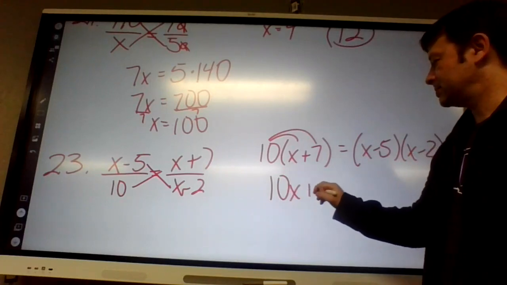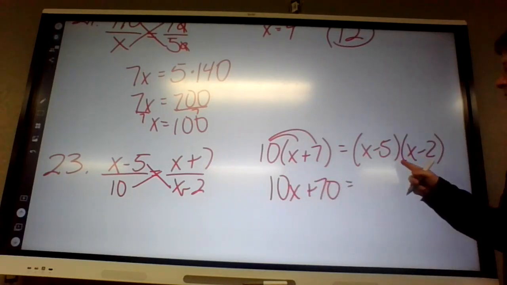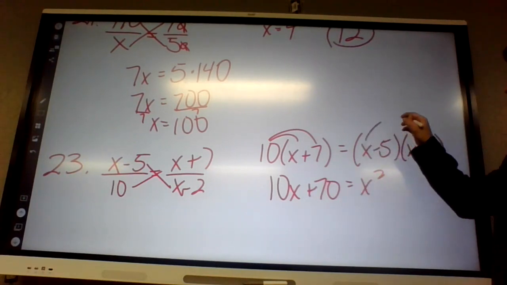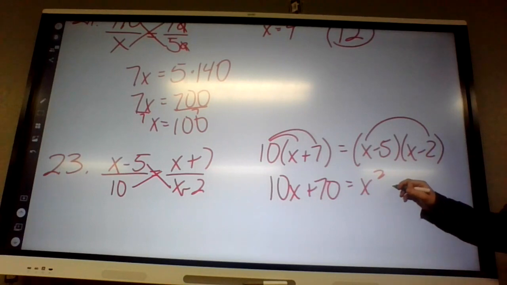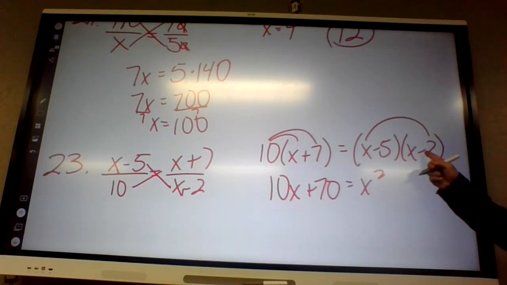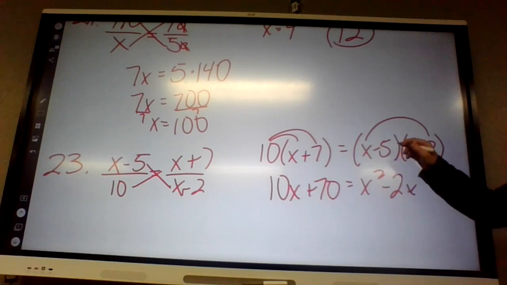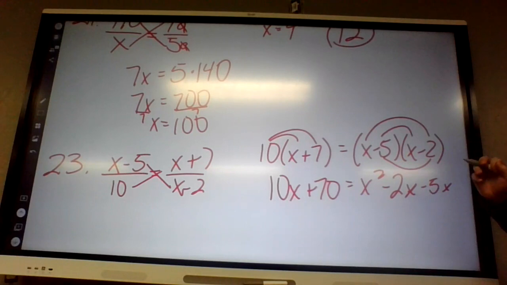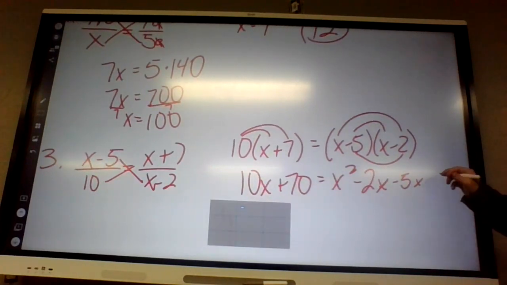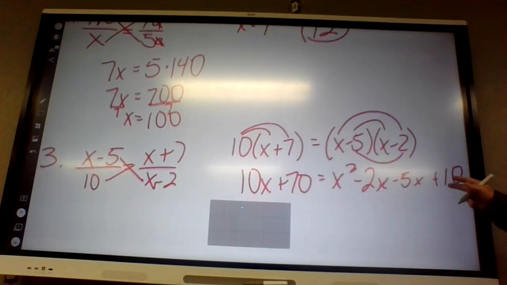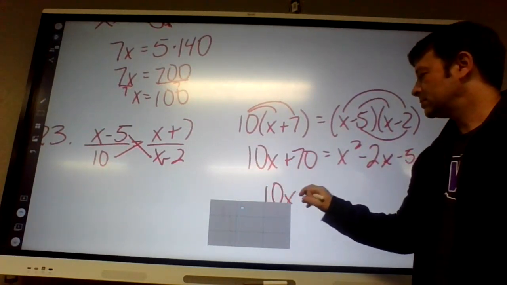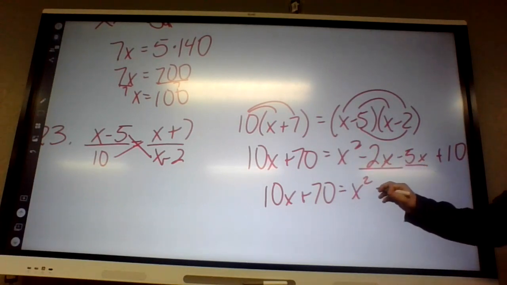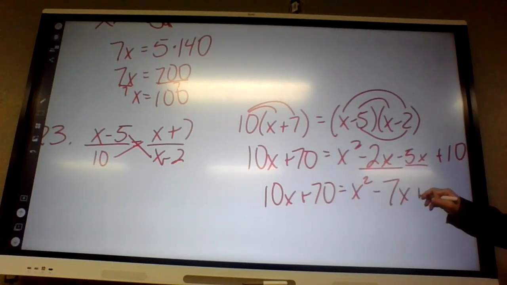You guys are lucky this isn't on. You guys remember how to FOIL? Rusty on your algebra? X times x. Outside, it's negative 2x. Inside, negative 5x. You guys are gonna have to remember this for next year, which is coming up on us fast, right? Positive, plus 10. Okay, negative 2x minus 5x is negative 7.